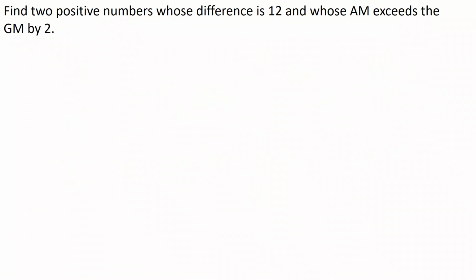Next, find two positive numbers whose difference is 12 and whose AM exceeds the GM by 2. Let's assume that our two numbers are A and B, where A is greater than B. No problem in that. You can also assume that A is less than B. The difference is 12, so A is bigger, so I have A minus B equal to 12. If you take A to be less than B, then B minus A is 12. Always do big minus small, not small minus big. So A minus B is equal to 12.